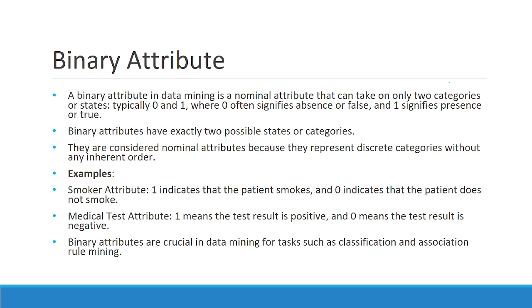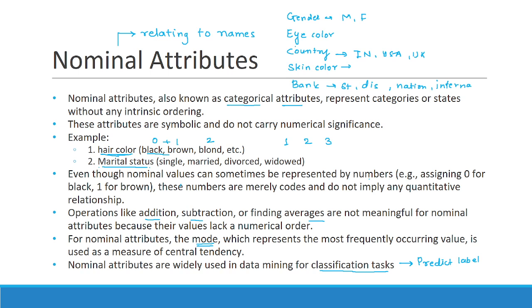Next type of attribute we are going to see is binary attribute. As its name suggests, binary attribute is a type of nominal attribute. Please keep in mind, binary attribute is a nominal attribute, but it will have only two categories. As we saw in nominal attribute, it will have multiple categories, a set of discrete categories. But when any nominal attribute has only two categories, like here gender, male and female, it becomes binary.